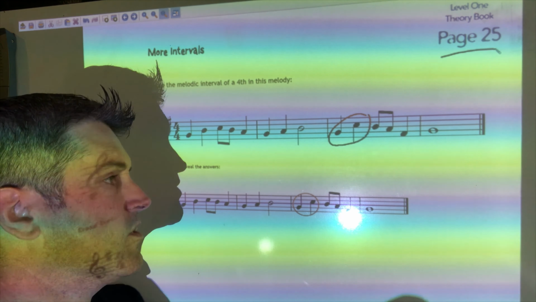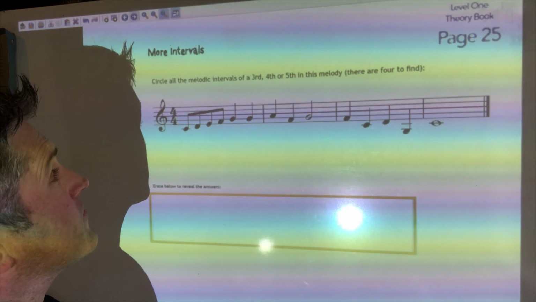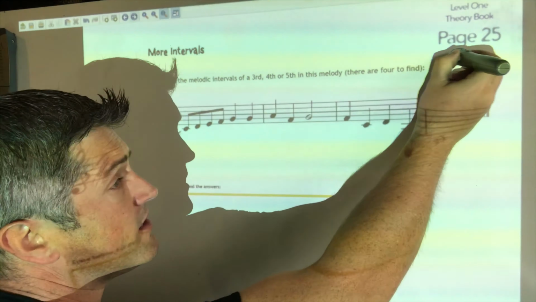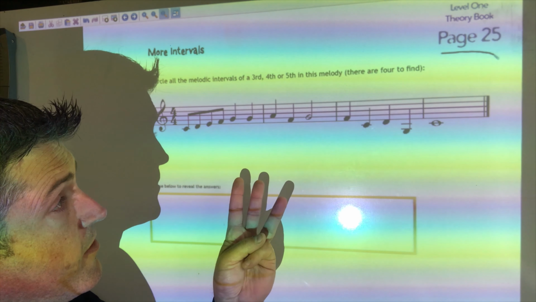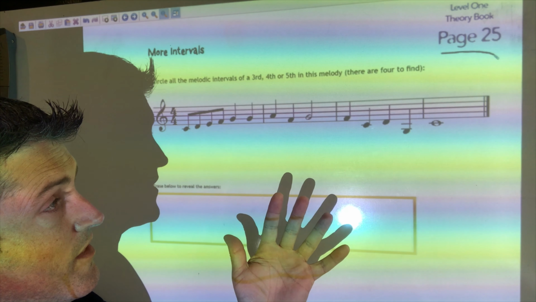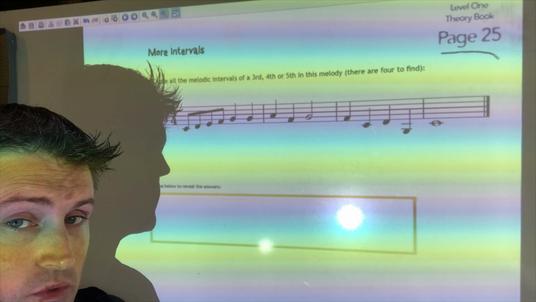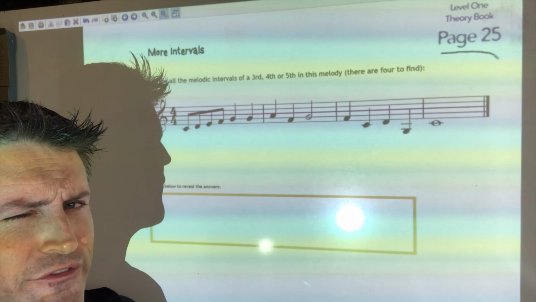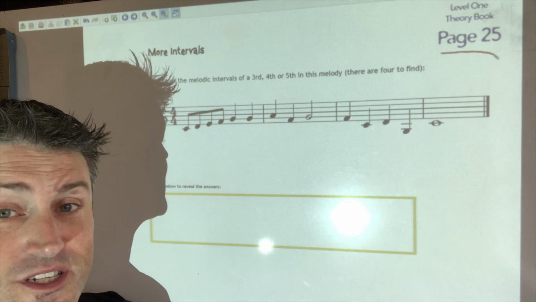Okay, so we're looking at the distance between the two different notes. Let's move on. So, more intervals, still here on page 25. Circle all of the melodic intervals of a third, a fourth, or a fifth within this melody. And supposedly there are 4 to find. So I'm going to give you a couple of moments there to have a look and see if you can find them. If you are searching through them and testing yourself, press pause now and you'll be able to do it.